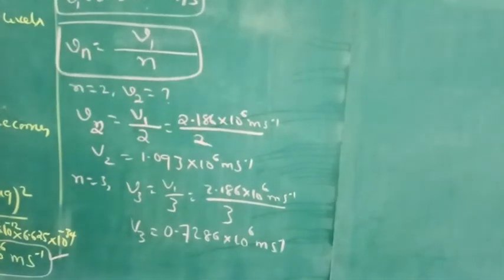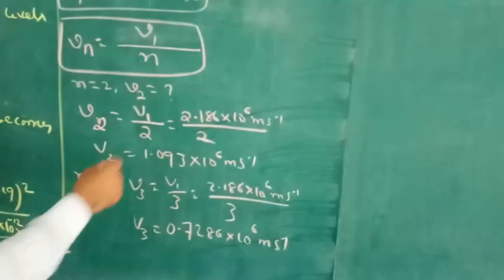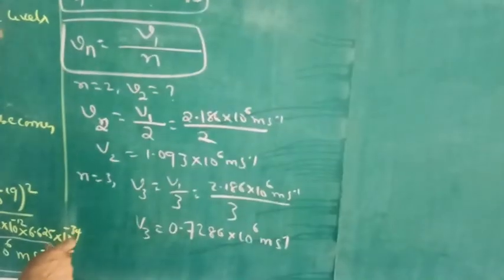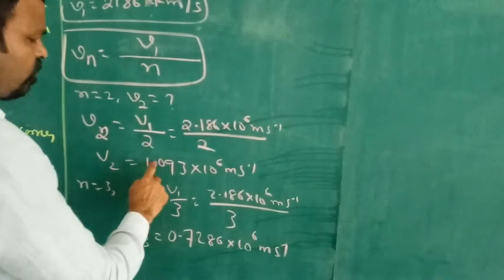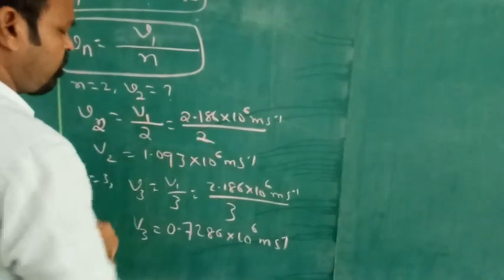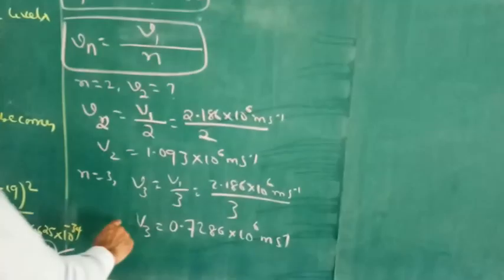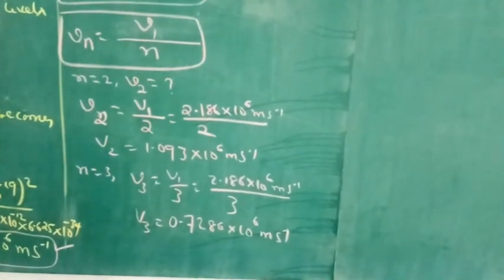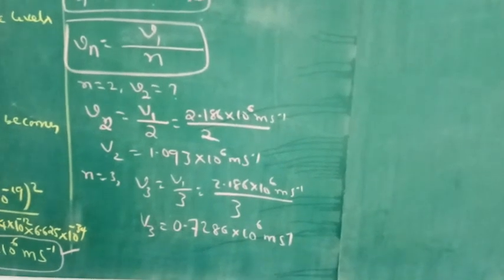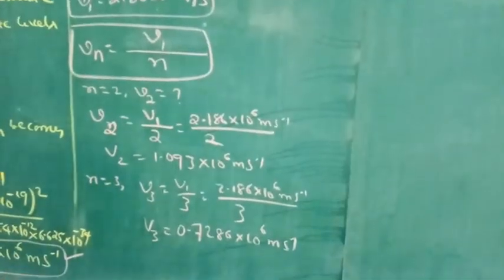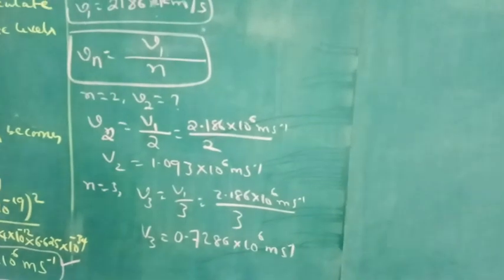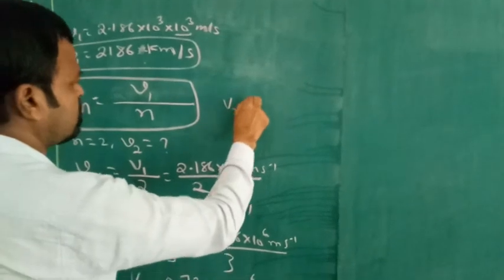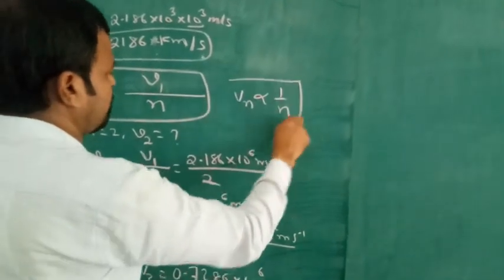You just observe: the velocity of the electron in the first orbit is 2.186 into 10 power of 6 meter per second. In the second orbit, 1.093 into 10 power of 6 meter per second. In the third orbit, 0.72 into 10 power of 6 meter per second. That shows that as the orbit number increases, the velocity of an electron goes on decreasing. Therefore, we can write that the velocity of an electron is inversely proportional to the orbit number.